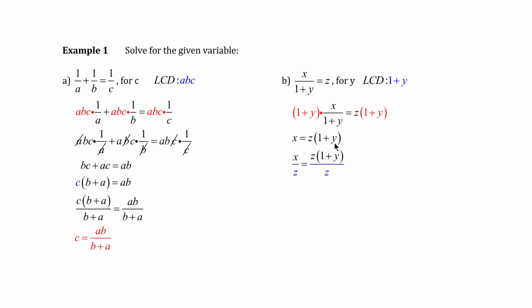Next, we divide both sides by z. We get x divided by z equals z times the parentheses 1 plus y divided by z. Simplifying the right-hand side, the z's will cancel out, and we're left with 1 plus y. On the left-hand side, we just bring down the x over z. The result is x over z equals 1 plus y. Next, we solve for y by subtracting 1 from both sides of the equation. We get our final answer, y equals x over z minus 1.